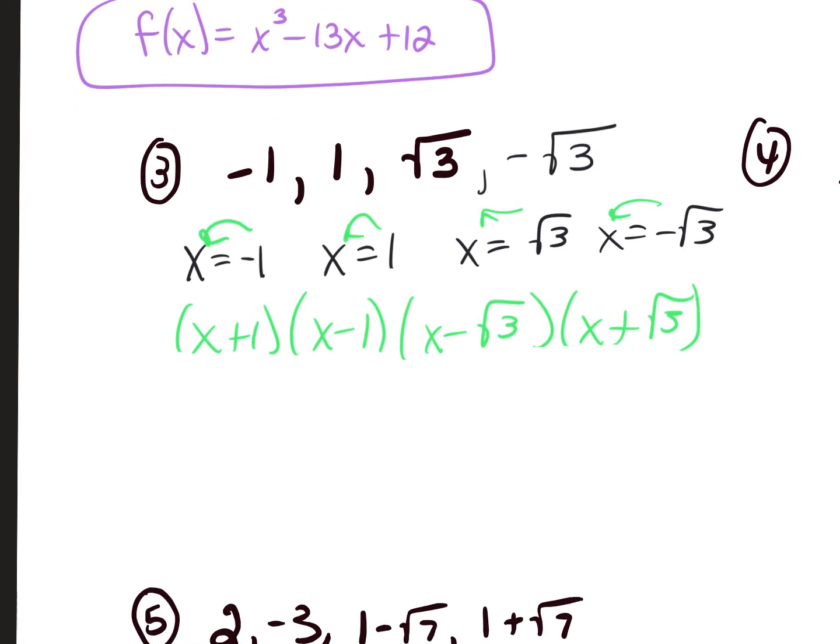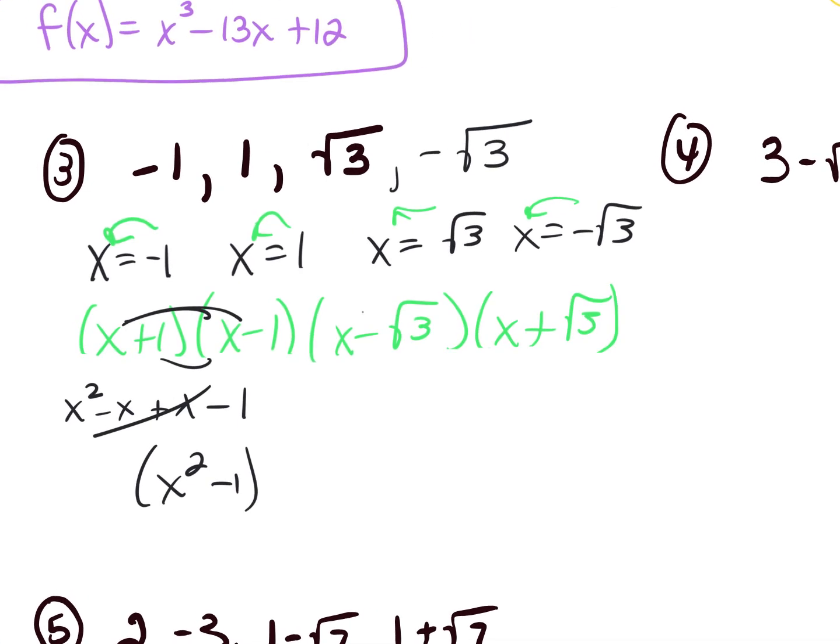So I'm going to go ahead and FOIL in the x plus 1, x minus 1. So x times x is x squared. X times negative 1 is negative x, positive x. And then negative 1 and positive 1 is going to be negative 1. Those x's will cancel out. So I'm left with x squared minus 1.